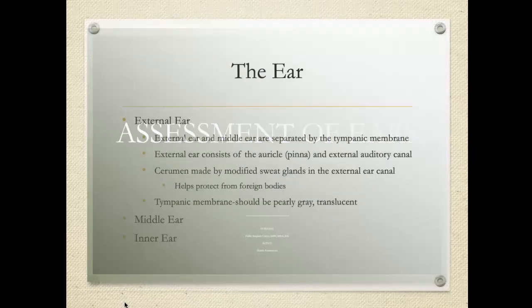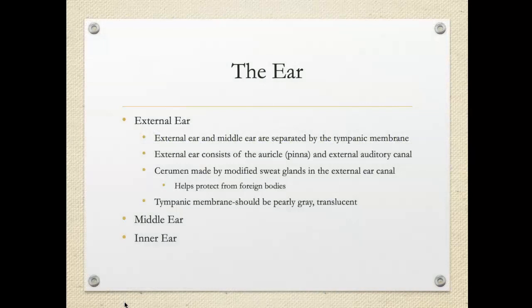Okay. All right. The ear, just review your structures. The external ear and the middle ear are separated by that tympanic membrane. So everything from that tympanic membrane in is going to be considered middle ear, and then on further out is going to be your external ear. The external ear is going to be your auricle, or the pinna is the technical term for that, and the external auditory canal, just that part that you can see.